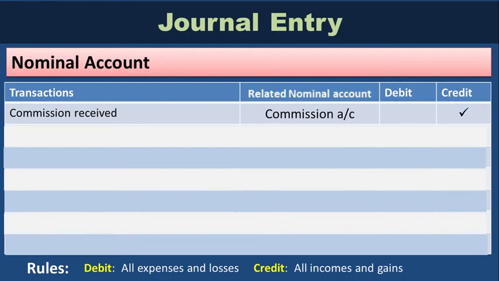Commission received. The commission is received. Here the commission is the nominal account. So commission is credited here. As commission is received, we get some cash. So cash is debited and commission account is credited. Discount allowed. Here, related nominal account is discount and discount allowed. This is our expenses and as it is the expenses, it is debited here.